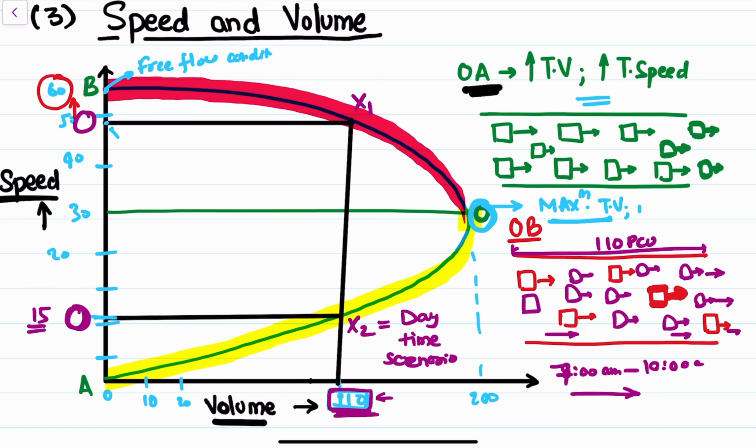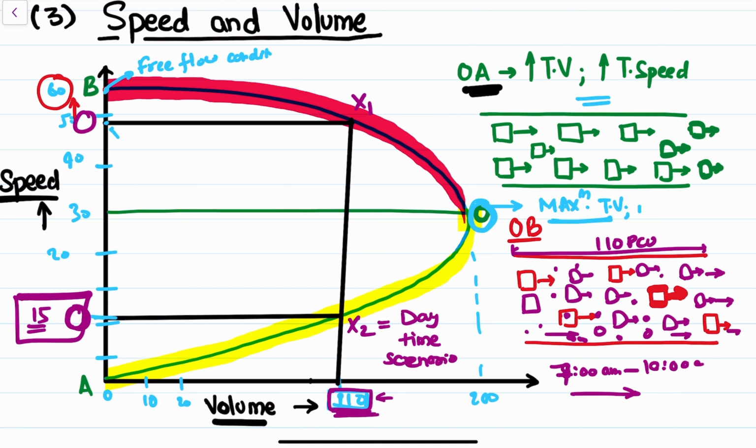There are 110 vehicles crossing the road section in 1 hour, and since there are too many vehicles in this road section, the speed will be fairly less. The speed will be fairly less because there are too many vehicles in the road section.